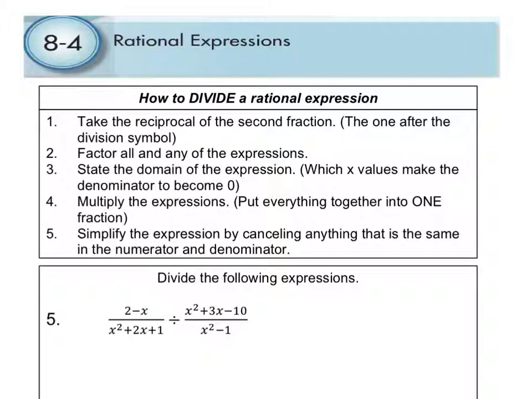This is section 8.4, simplifying rational expressions. This is part 3, which is how to divide rational expressions. Now, you're going to notice when I go through this, dividing rational expressions is the same thing as part 2 outside of one step. Okay? And that's the first step.